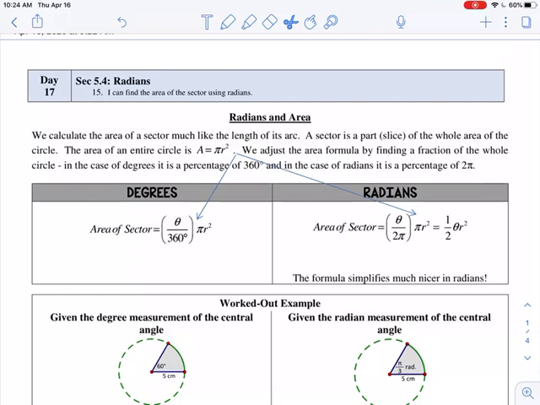All right, guys. We're going to do day 17 notes right now. These are the last notes in the packet, so that means the summative test is coming up. So, pretty similar to what we did when we were finding arc length, but just a slightly different formula.